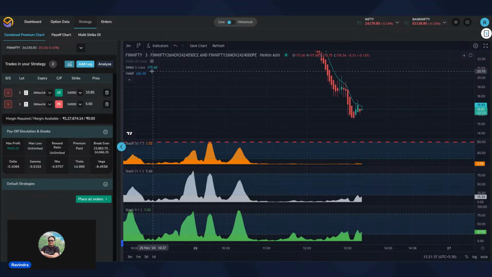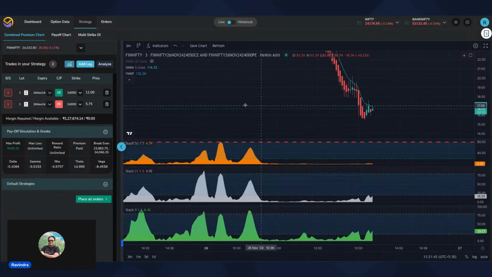Let's see. So right now, combined premium is about 16.80. I had put an alert at 18. I will let that execute. But if it goes to 19, I would exit the trade. So that's the plan right now.